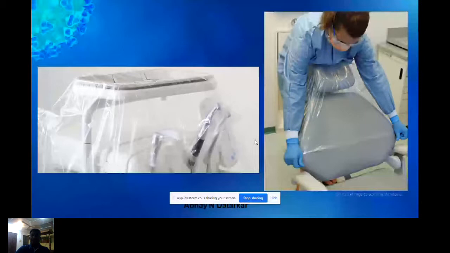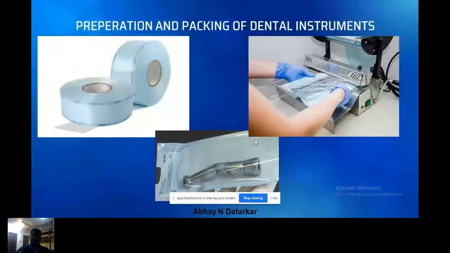every instrument should be packed in the rolls. It should be properly packed, and properly autoclaved in a B class autoclave, and then it should be available for use in every patient. Because this is very important to prevent the transmission, as well as to protect ourselves.